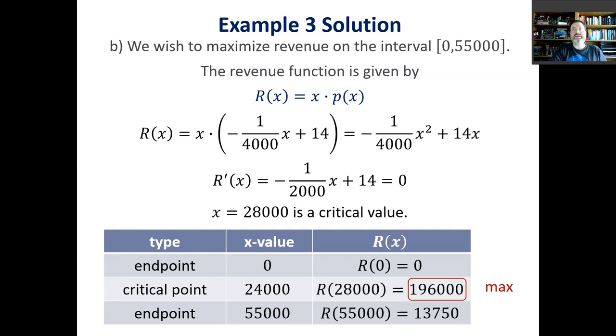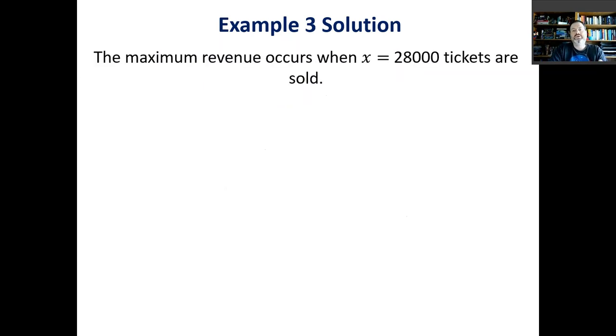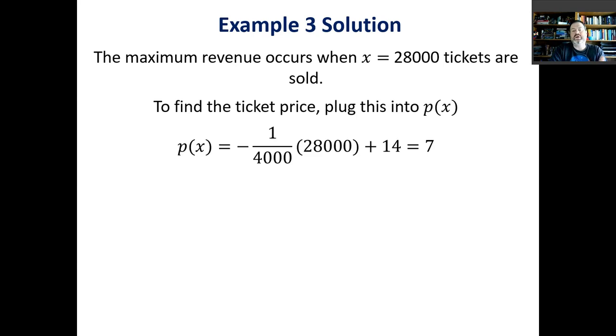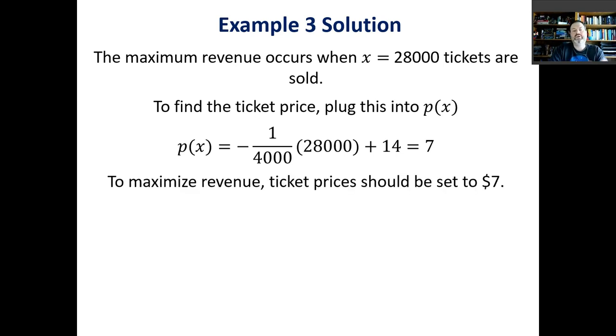So we're not done. The question says, what should ticket prices be to maximize revenue? We don't know the ticket prices. We only know that 28,000 people have come. So we need to plug this into our demand function. The demand function gives us our price as a function of attendance. So you plug everything in and you get 7. To maximize revenue, ticket prices should be set to $7. So pretty neat problem.